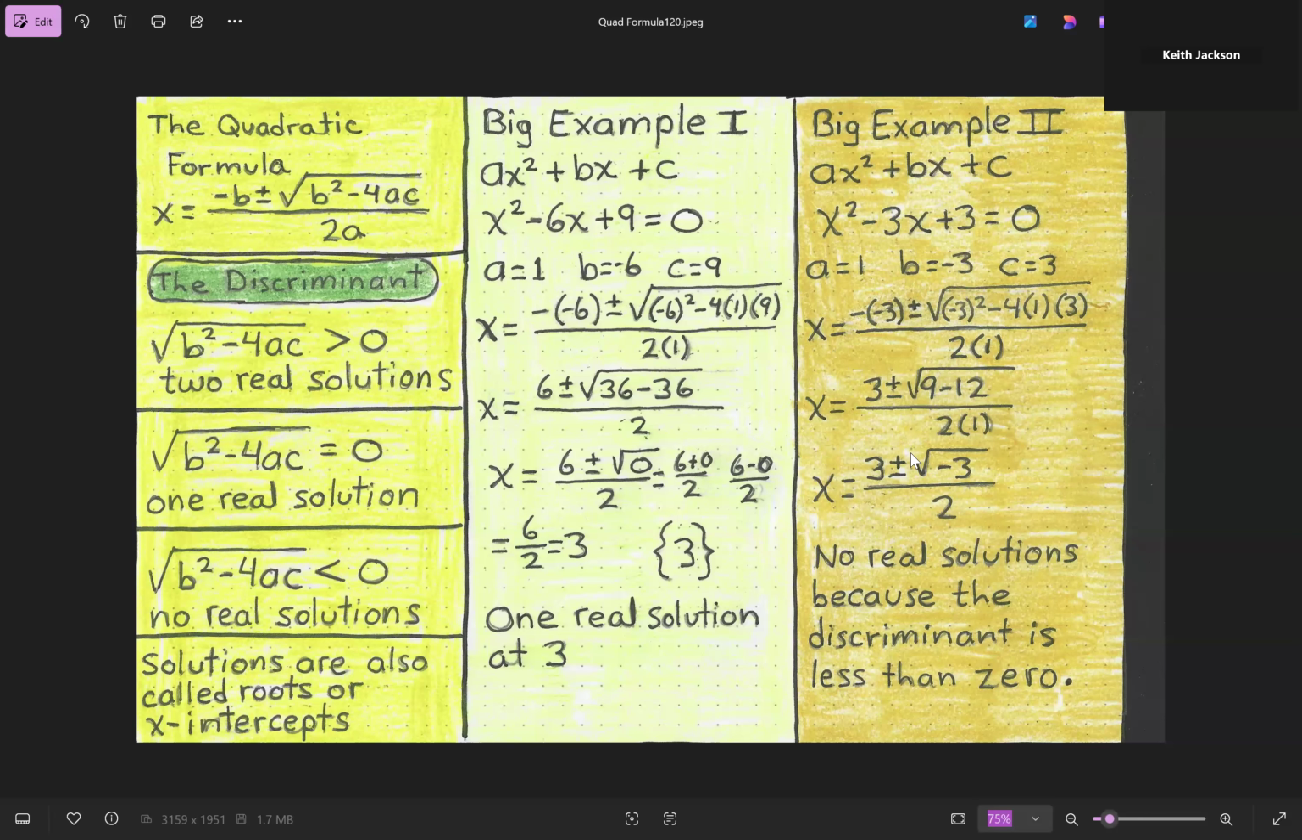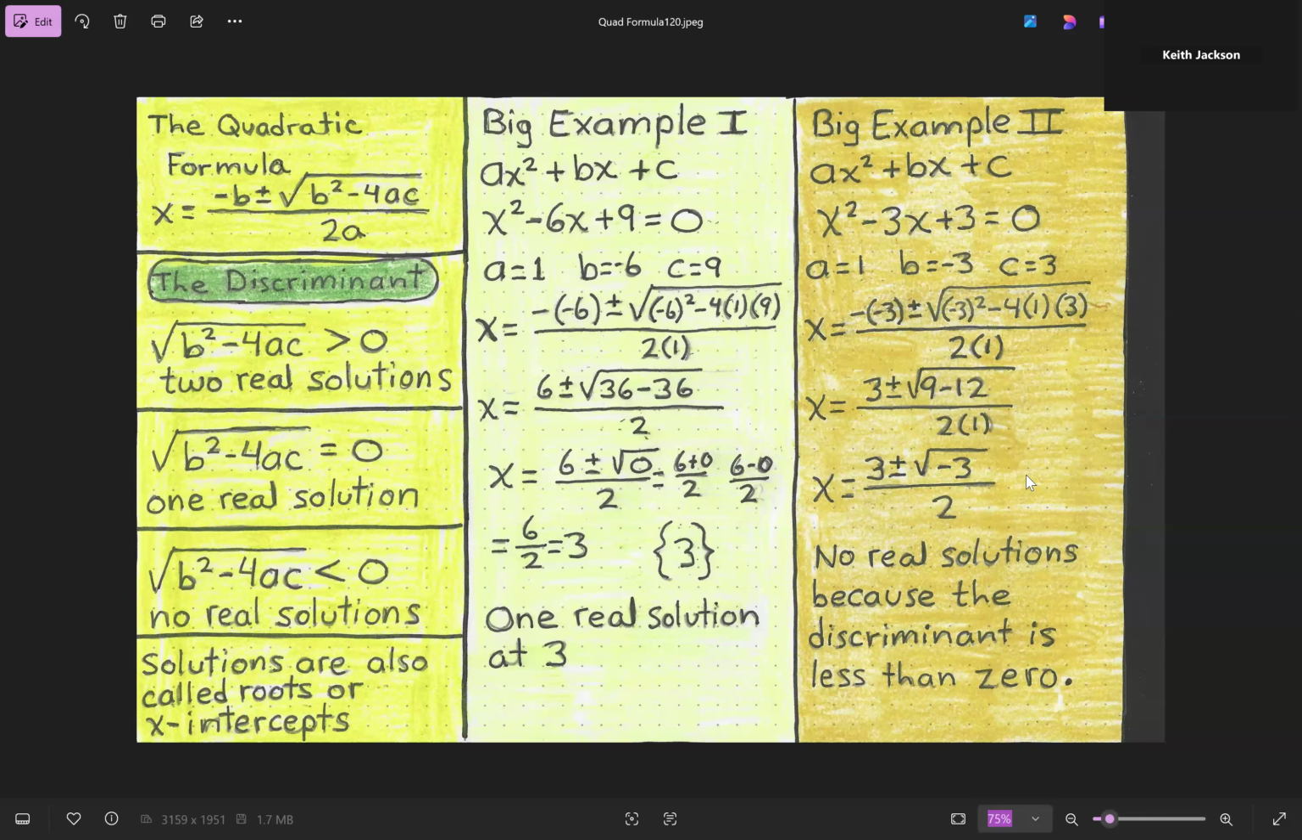And here's what we have in our third step. We have x is equal to 3 plus or minus the square root of negative 3 over 2. We're just going to leave it like that for now because that lets us know that we have no real solutions because the discriminant is less than 0. So I'll repeat, we have no real solutions because the discriminant is less than 0. We still have a parabola, but there won't be any points crisscrossing the x-axis. See, that's the key right there.